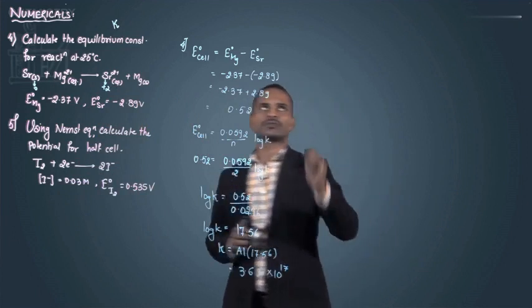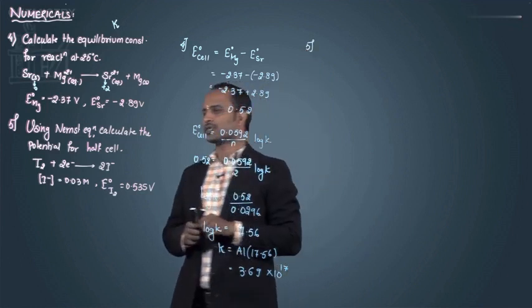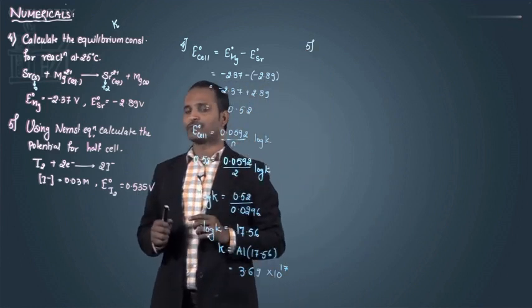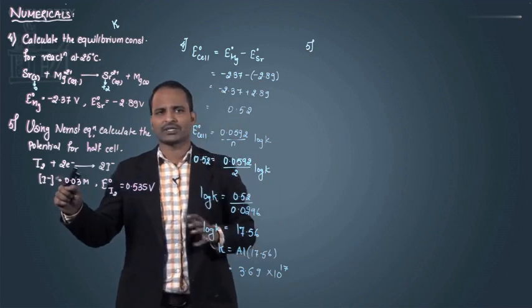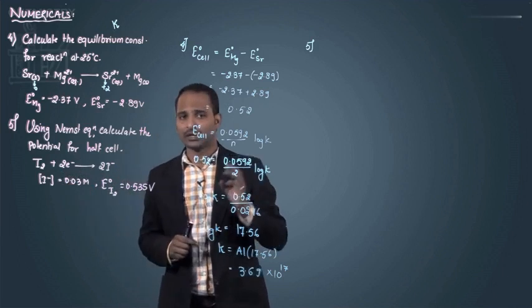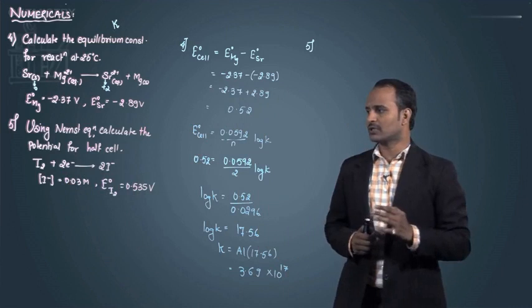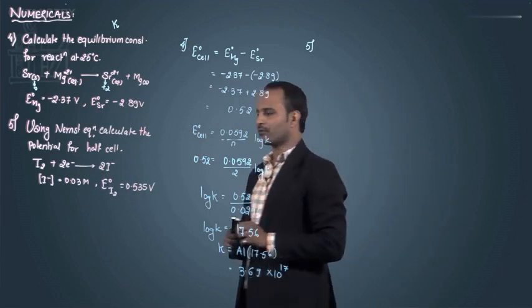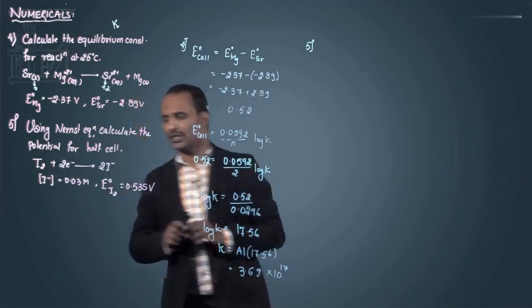Now let's see question number 5. Using the Nernst equation, calculate the potential for the half cell. We use the Nernst equation for a complete cell, but a half cell means only oxidation or reduction. So the reduction value is given. I said that the Nernst equation can be used for an electrode as well as for the cell. So here we are using the Nernst equation for an electrode. E naught is given and we have to calculate the potential, that is E.